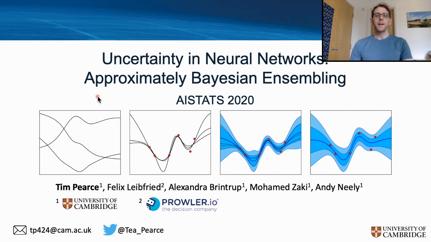I'm a PhD at the University of Cambridge, and I'm going to be walking you through our AISTATS paper, looking at a new way to get uncertainty estimates out of neural networks. Specifically, what we're going to be doing is taking the ensembling framework and showing how we can make it a little bit more Bayesian. This is joint work with Felix from Prowler and my supervisors, Alexandra, Mohamed, and Andy.